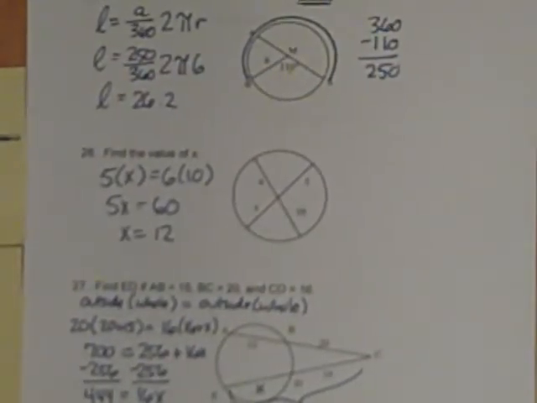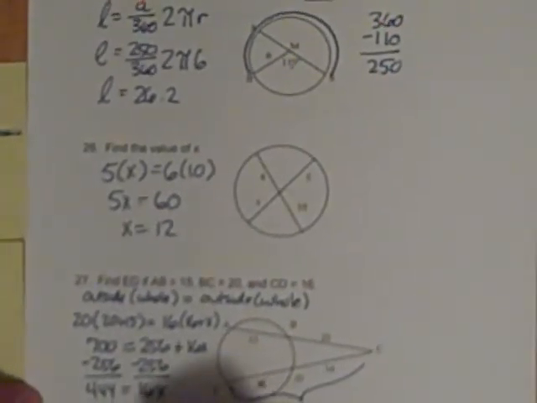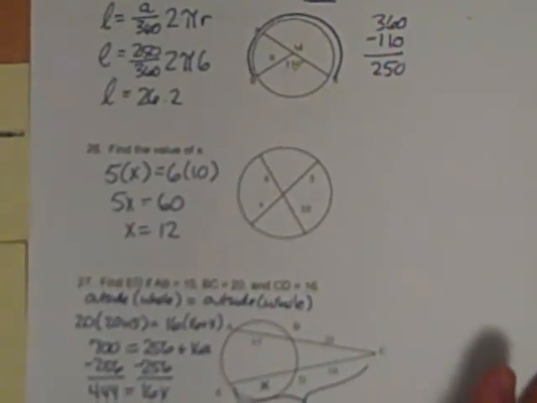Divide 444 by 16, that gives us 27.75 for x.